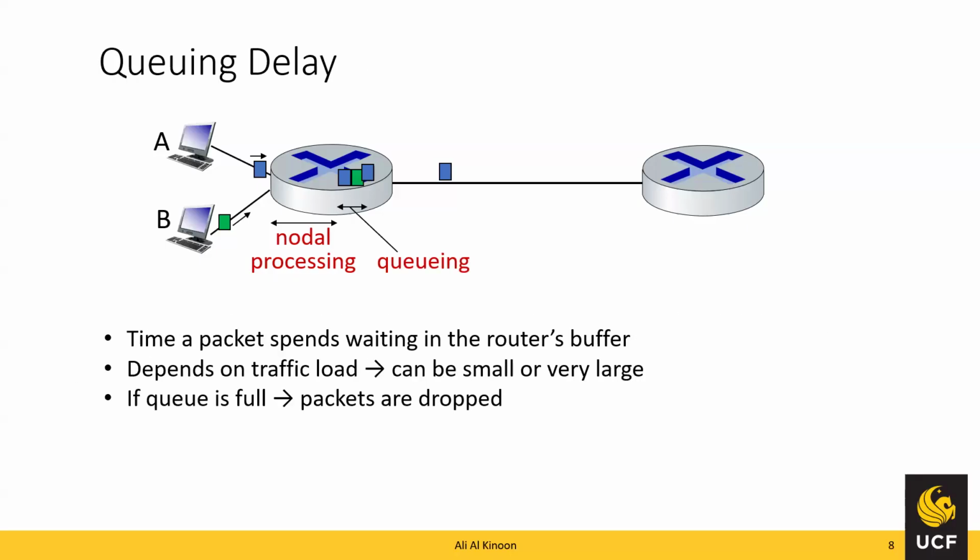Queuing delay. This is the time a packet spends waiting in the buffer. When the packets get sent, there's a buffer in the router, they stay there, and after the buffer is filled, packets get dropped and lost. So it depends on the traffic load. It can be very small or very large. If the queue is filled, packets are going to get dropped.